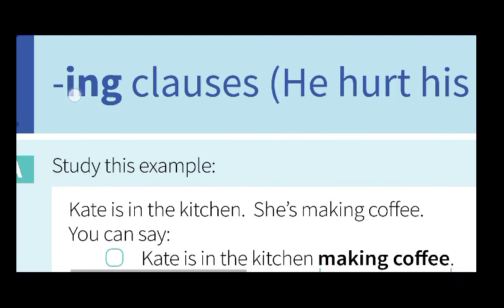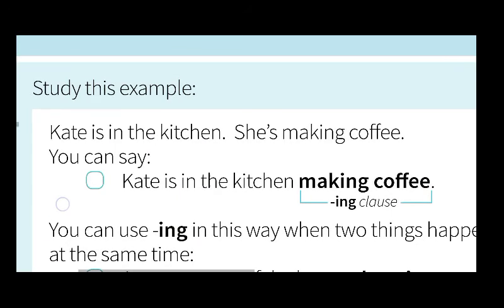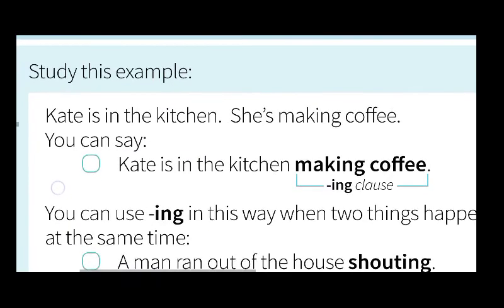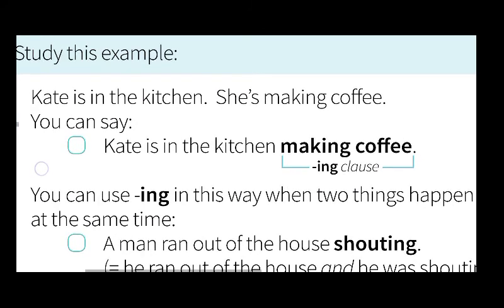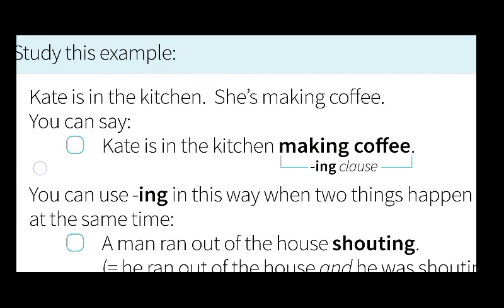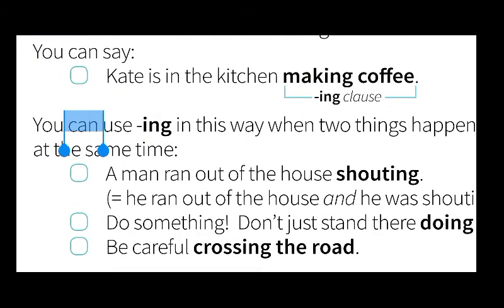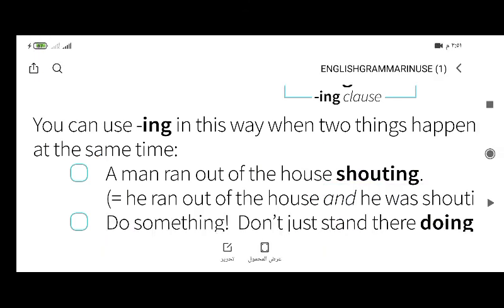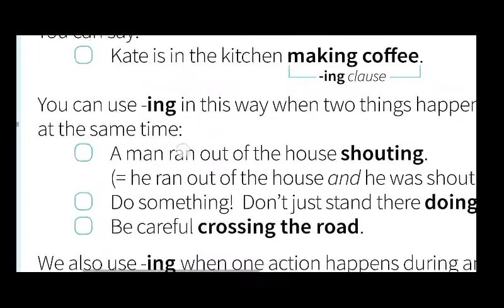So, study this example. Kate is in the kitchen. Kate's making coffee. You can say, Kate is in the kitchen making coffee. So, making coffee is an -ing clause. It is, of course, short for she is making coffee. You can use -ing in this way when two things happen at the same time.